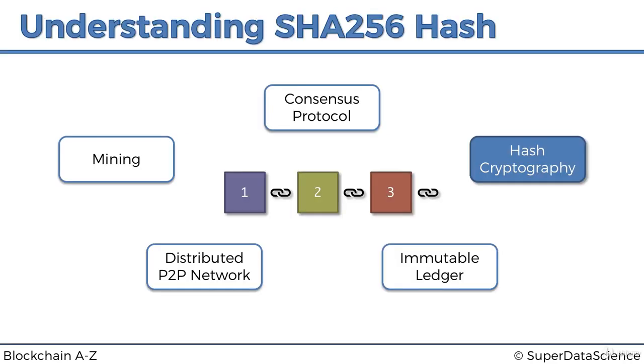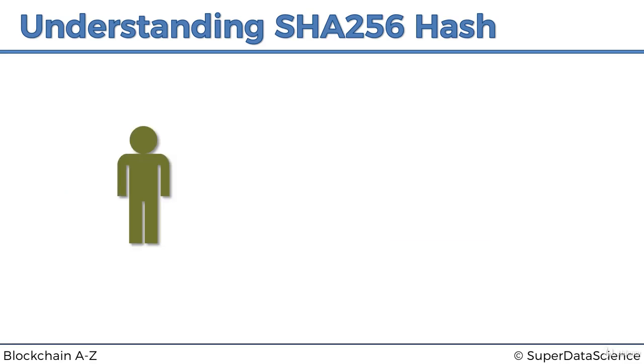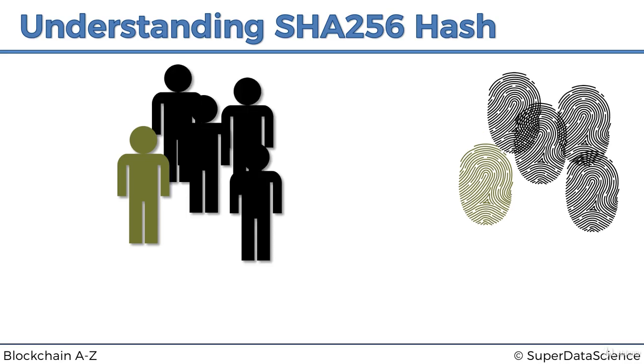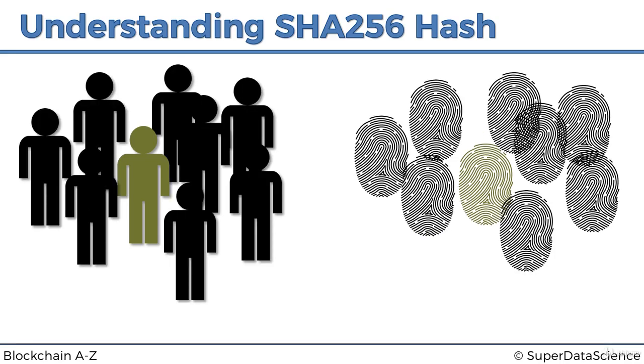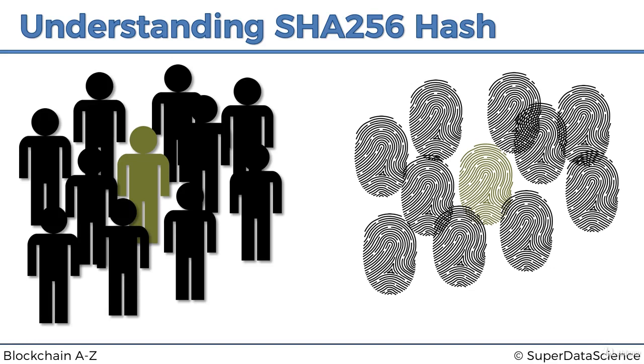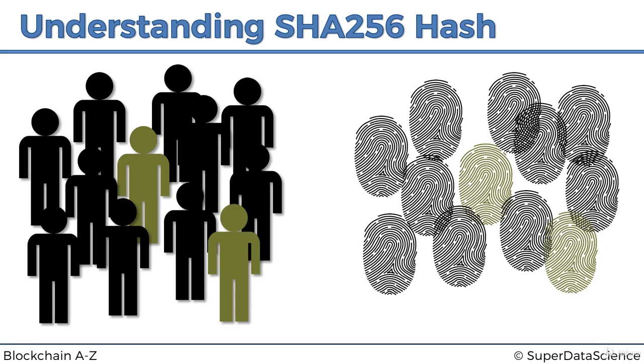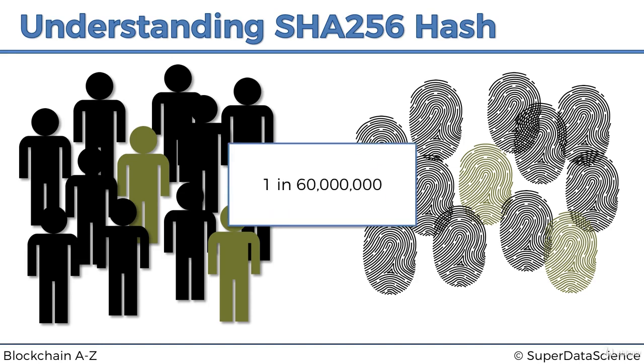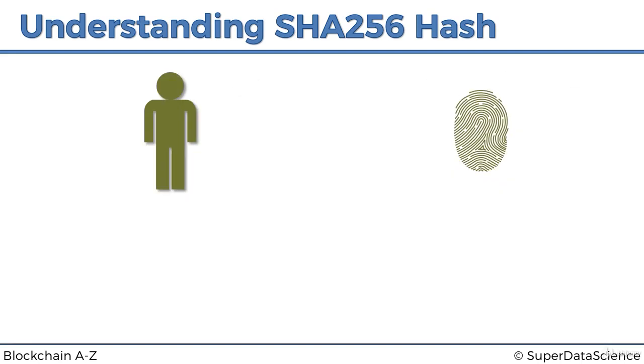Alright, so there's our map and we're starting with hash cryptography. So let's look at a person. There's a person, could be me or you, and we have a fingerprint. And different people have different fingerprints. So if you look at many different people, they're all going to have different fingerprints to us. There is a possibility that there'll be somebody with the same fingerprint, but it is very unlikely. The probability of that is about 1 in 60 million. So in a way, you can say that a fingerprint is an identifier of a person.